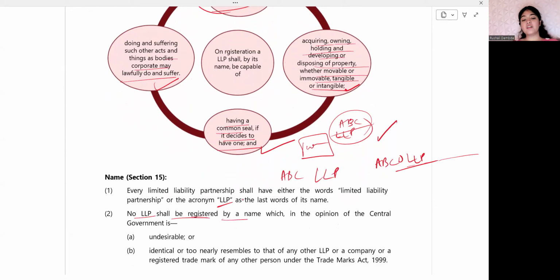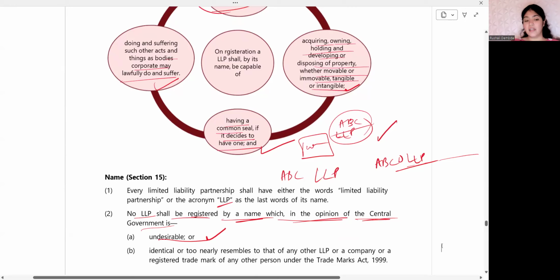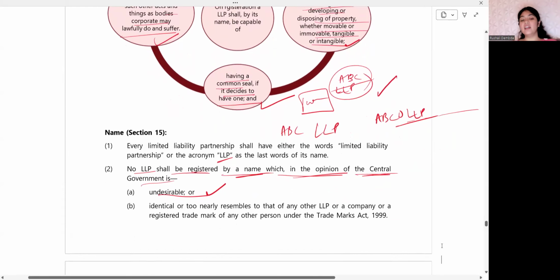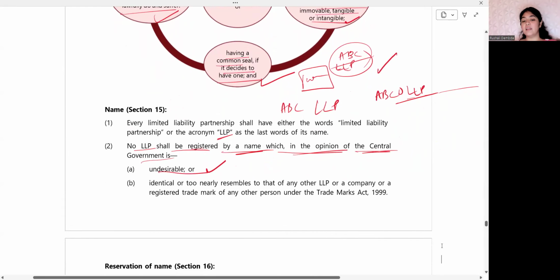No LLP shall be registered by a name which in the opinion of the central government is undesirable. If the central government feels that this name is undesirable, you can't enter into it with that name. Also, the name cannot be identical or too nearly resemble that of any other LLP or a company or a registered trademark of any person under the Trademarks Act 1999. Now, if the same name is taken by other people, you can't take it. If someone takes the name ABC Enterprises, there are 10 ABC Enterprises, you can't take that name. You have to make it something unique, like ABCQ LLP.